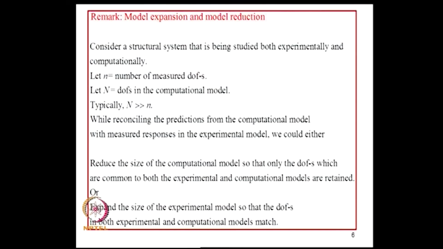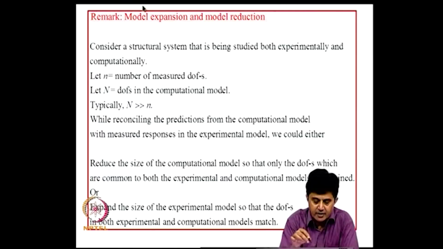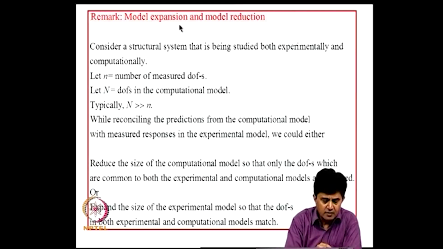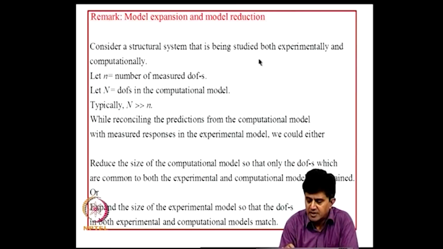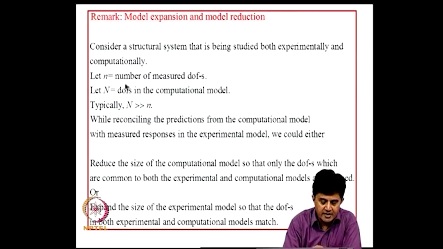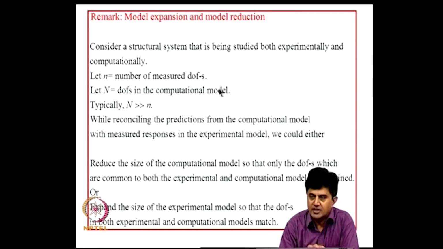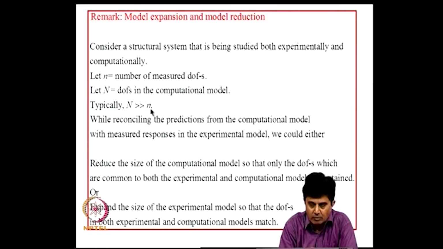Now, before we proceed further, just as there is model reduction, there is a counter feature, that is model expansion. For example, consider a structural system that is being studied both experimentally and computationally. So, this n is the number of measured degrees of freedom, whereas capital N is the degrees of freedom in the computational model, and this typically far exceeds the measured degrees of freedom in the experimental model.